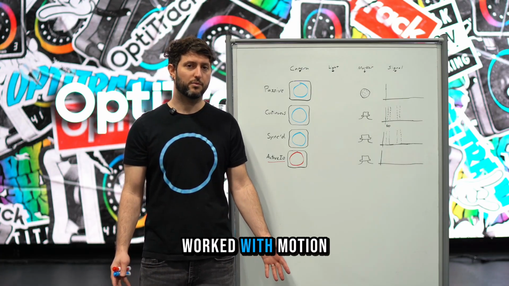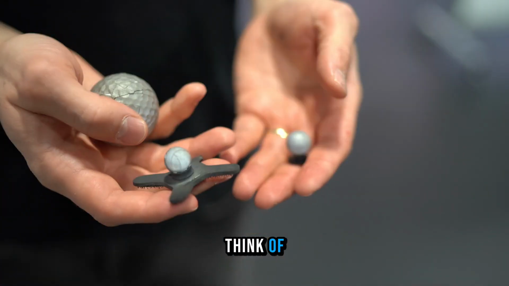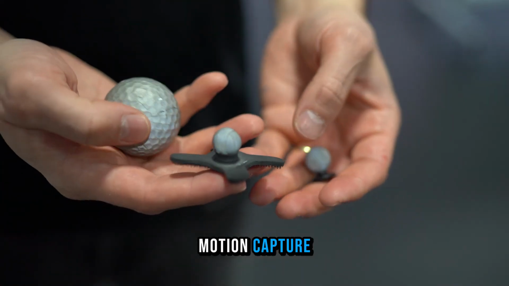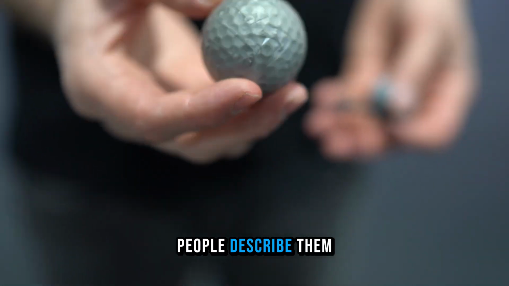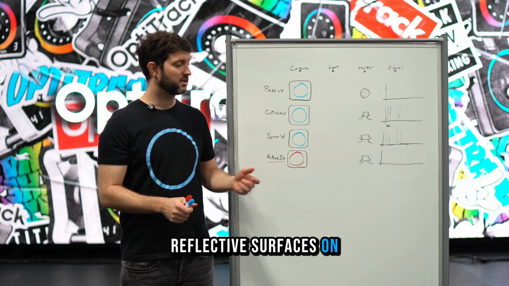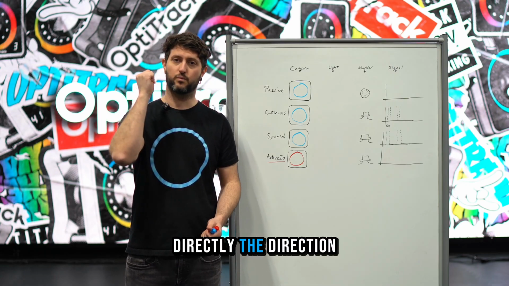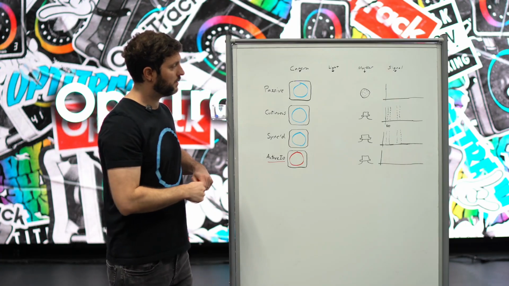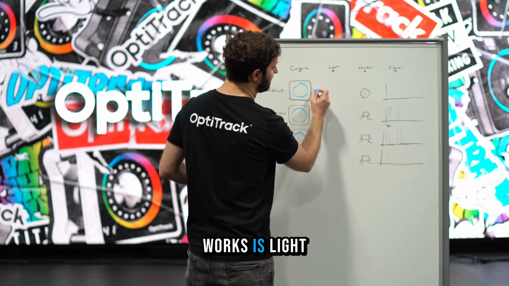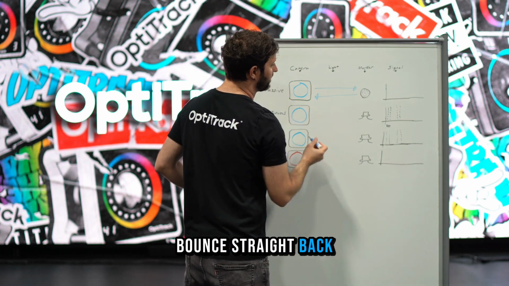So if you've worked with motion capture before, you've probably used passive markers. Passive markers are what people usually think of when they use motion capture. A lot of people describe them as like ping pong balls that you wear on yourself. They have retroreflective surfaces on them, which means that when the light hits it, it bounces back directly the direction that it came. So how that works is light will come from a camera, it'll hit this passive marker, and then it'll bounce straight back.